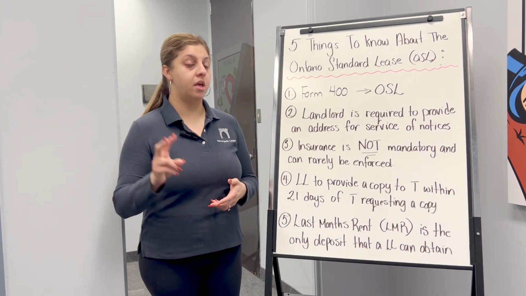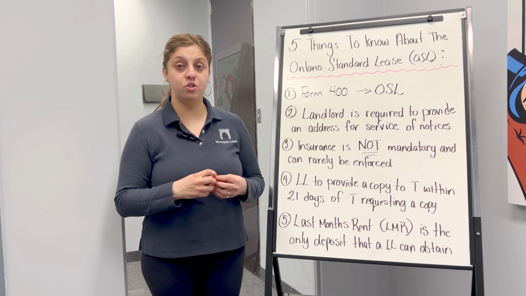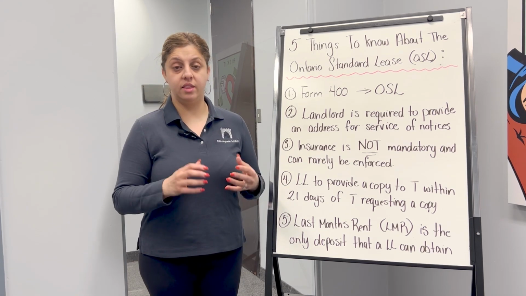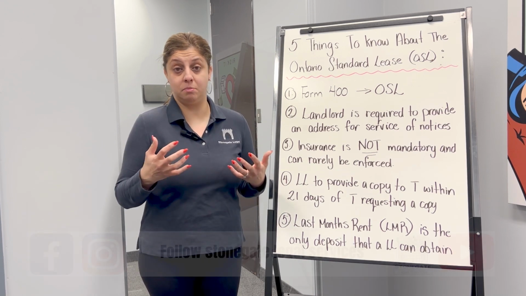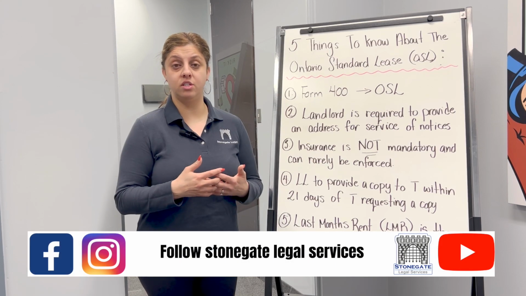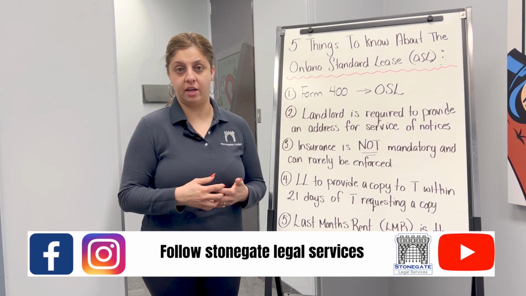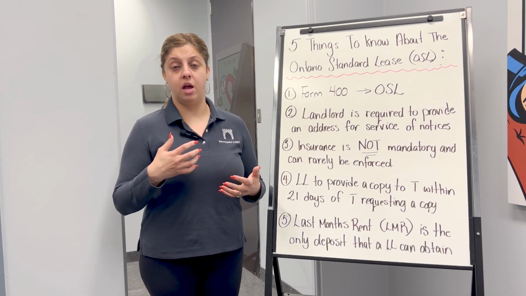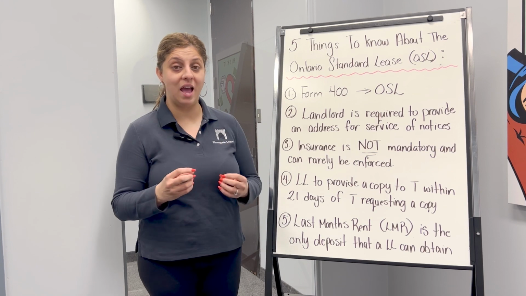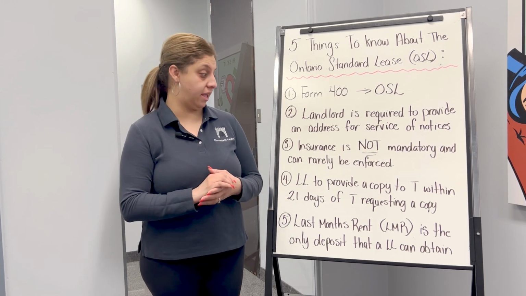Number 2, the landlord is required to provide an address for service of notices. This is a requirement. Often people leave this section of the Ontario Standard Lease blank. Well, if a landlord does not want to provide their current address of where they currently reside, they can obtain a P.O. Box number from Canada Post and include that as their address for service. But you can't leave this section blank.